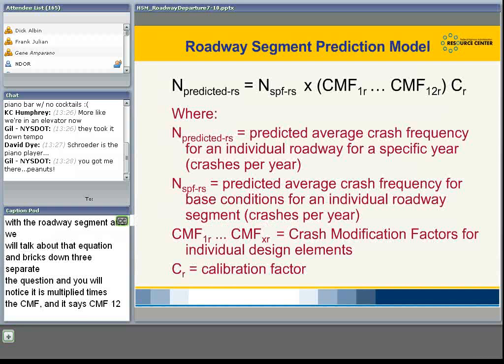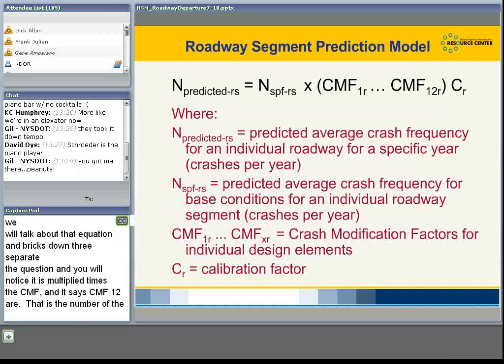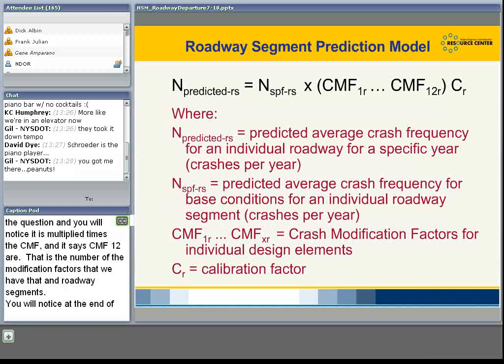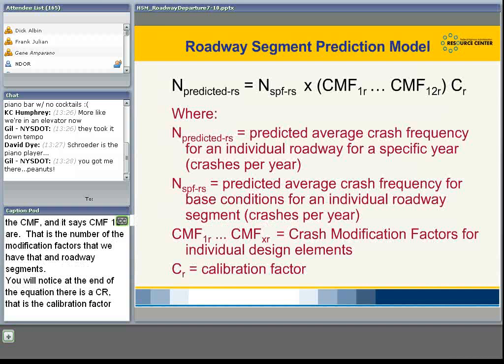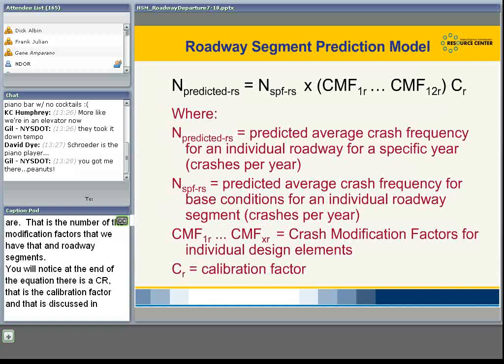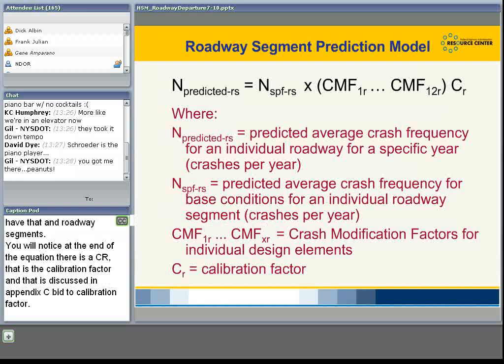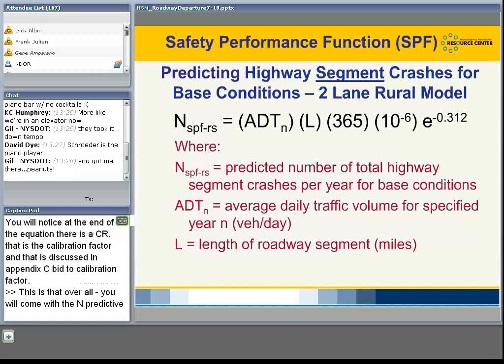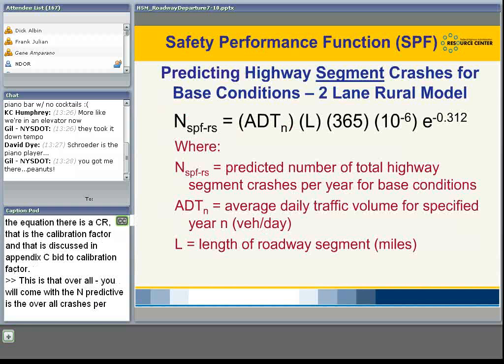That's the number of modification factors that we have in roadway segments. Now you'll also notice at the end of that equation there's a CR. That's the calibration factor. And again, that's what's discussed in Appendix C, the calibration factor. This is the overall, and that's crashes per year you'll come up with, that N predicted-RS is the overall crashes per year.